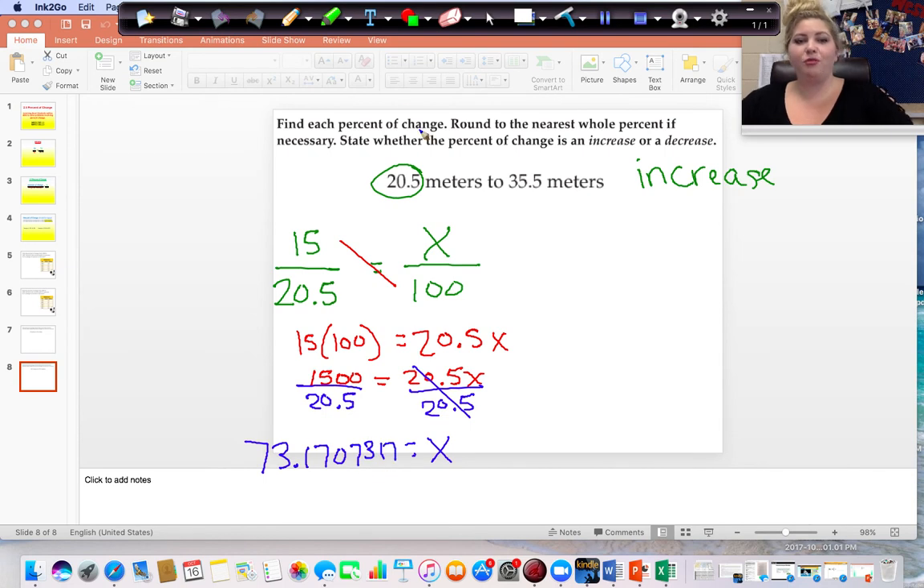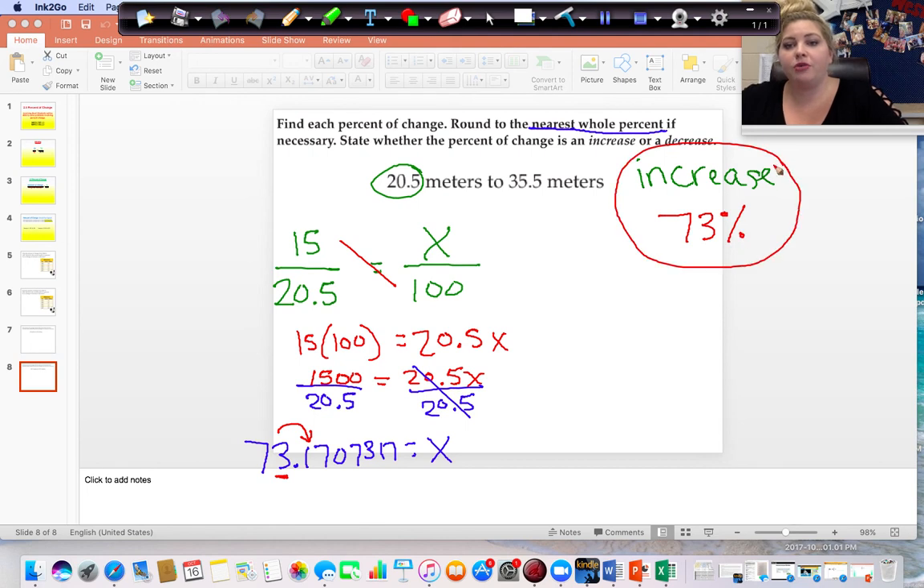73.1707317. And we are rounding this to the nearest whole percent. The whole percent is just in the ones place. So we are going to look at the number behind the ones place, and that 1 is not enough to bump the 3 up. So it is going to stay at 73%. We are increasing by 73%.